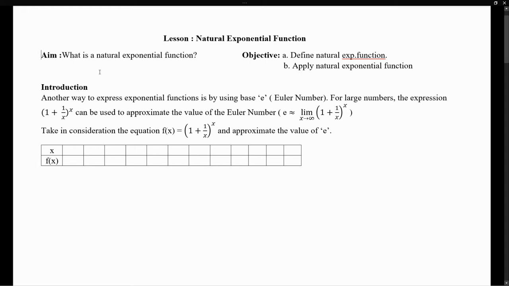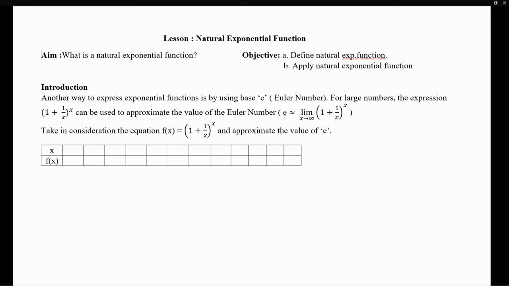Another way to express an exponential function is by using the letter e, which is the Euler number. And for large numbers, the expression (1 + 1/x)^x can be used to approximate the value of this number. So if we take a look at this expression, the larger the values of x that we plug in, the closer we're going to get to the value of the Euler number.